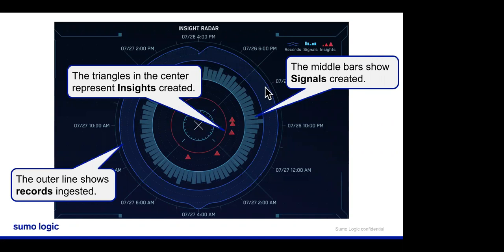But here on the outside, I have all of my records. So those are my records. And then these columns, these lighter blue columns, those are my signals. And then these red triangles are my insights. So again, as part of our ingestion of the data and the process it goes through, these insights get generated automatically. And that's a good starting point to our investigation.